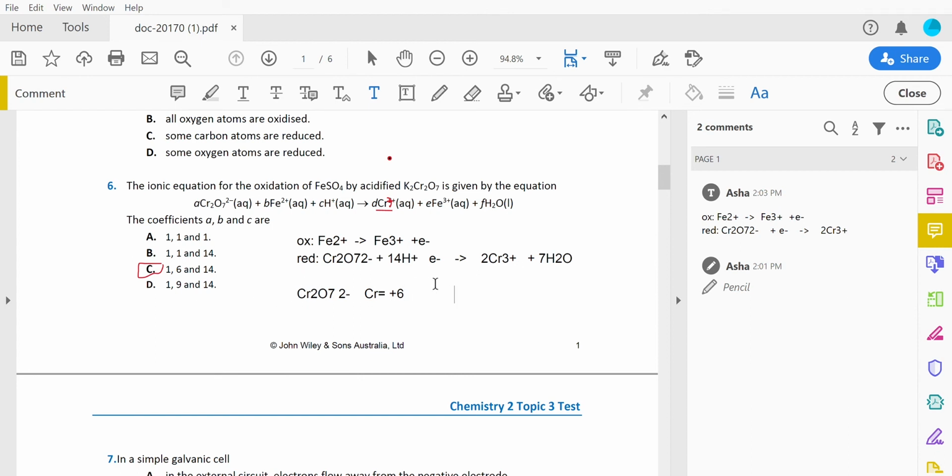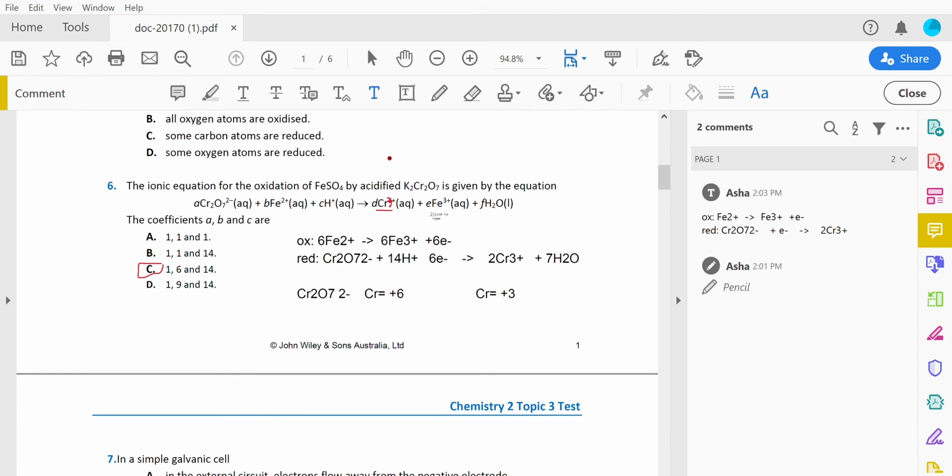What about over the other side? Once we've undergone reduction, we've gained electrons, so we should see a lower oxidation number, and we do. Each one equals +3. So each one has gained 3 electrons, and we have 2 this side, 2 this side, so overall 6 electrons have been gained. Now, when we put 2 half equations together, we need a balanced number of electrons. If we have 6 electrons in this half equation, then we need 6 electrons here, which means we must have 6 iron, 6 iron.